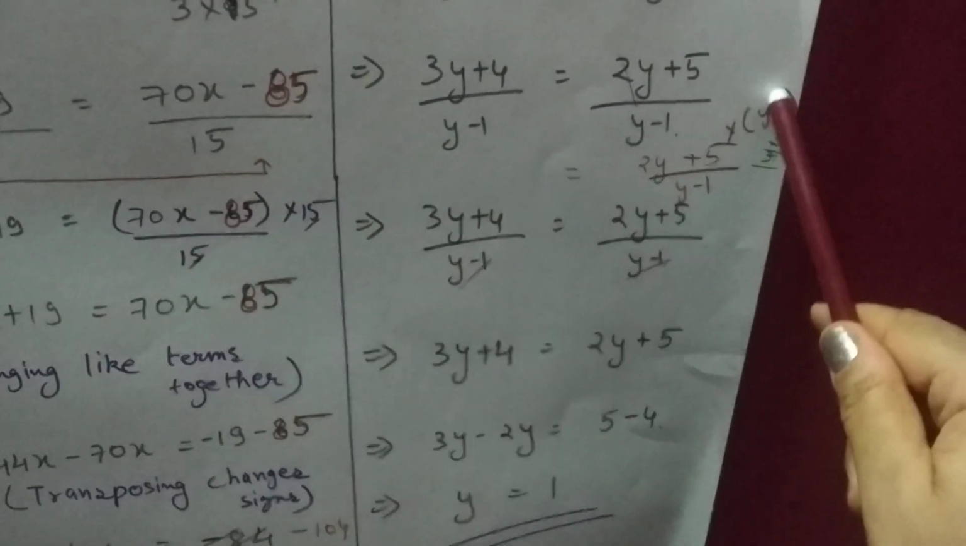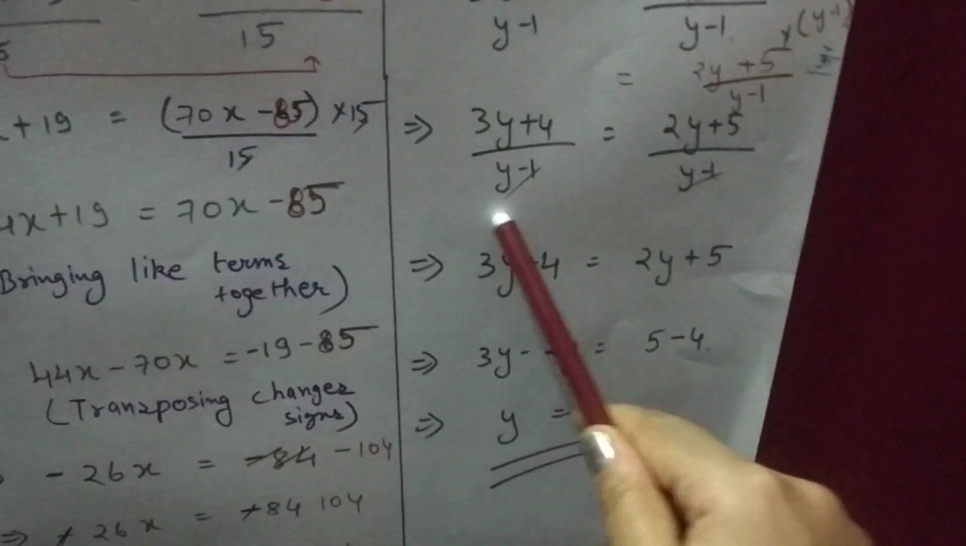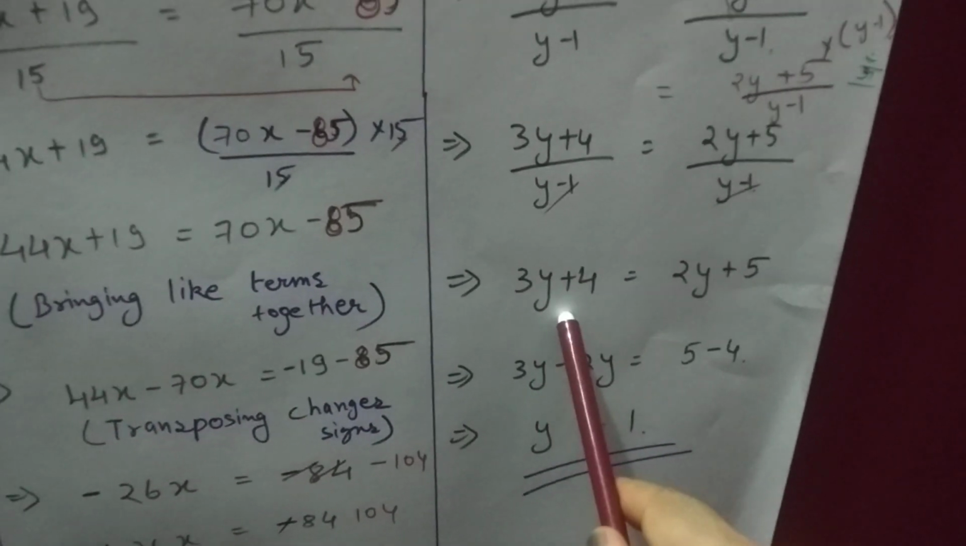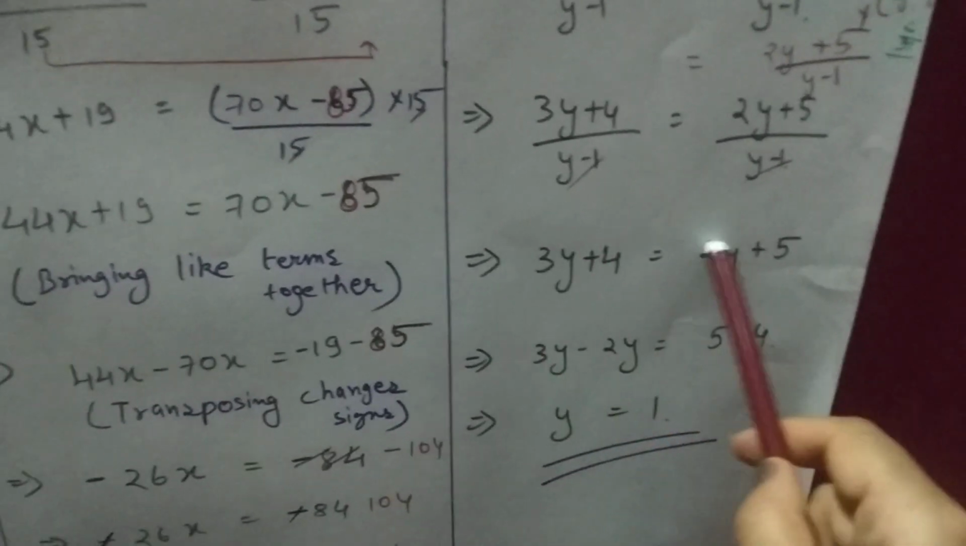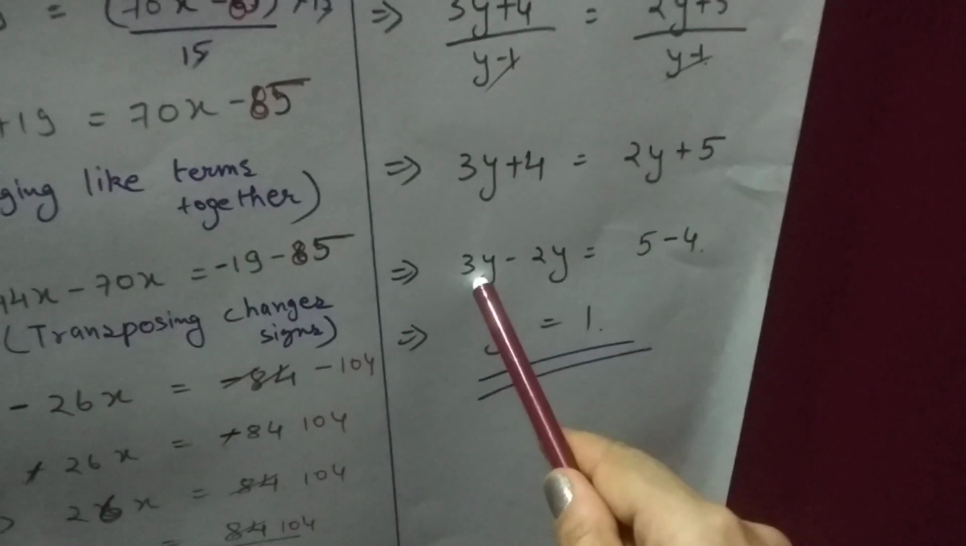So this y minus 1 will cancel out with this y minus 1, that we have done here only, like this. So we will remain with these four terms.